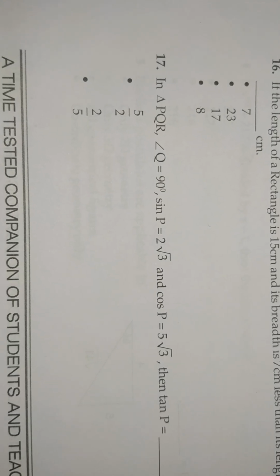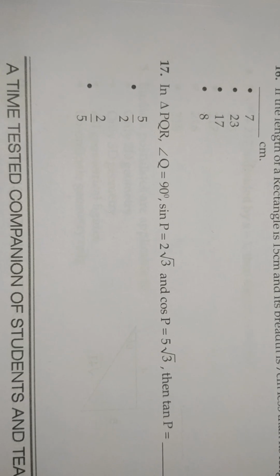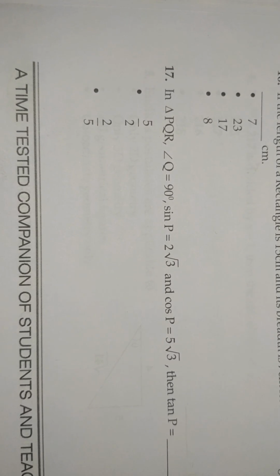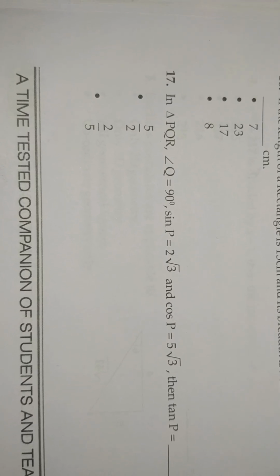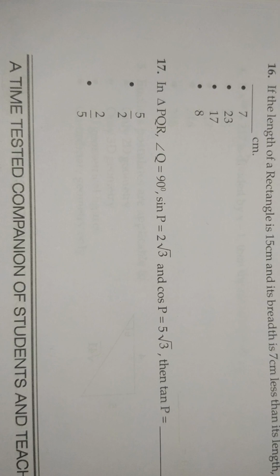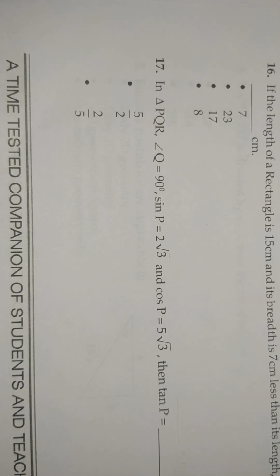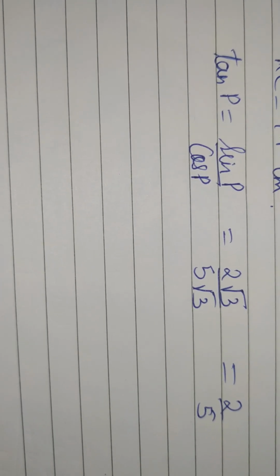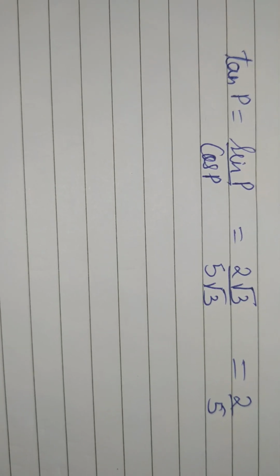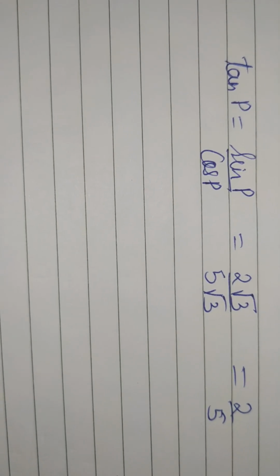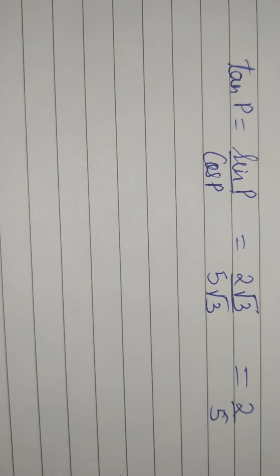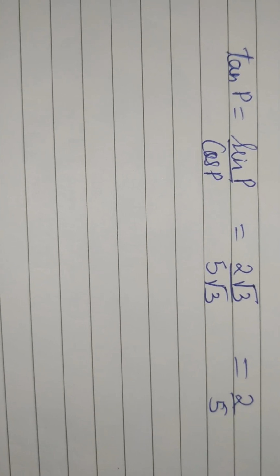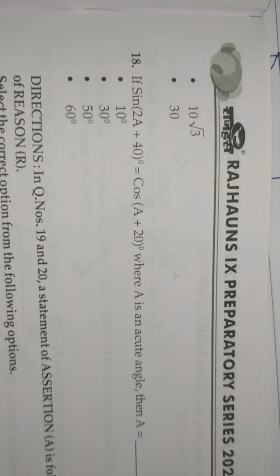Question number 17. In triangle PQR, angle Q is equal to 90. Sin P is equal to 2 root 3 and cos P is equal to 5 root 3. Then tan P. What is the definition of tan? Sin upon cos. Tan P is equal to sin P upon cos P. The value of sin P was given 2 root 3 and the value of cos P was given 5 root 3. Root 3 and root 3 will cancel and the final answer will be 2 upon 5.